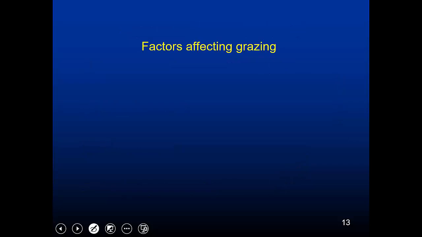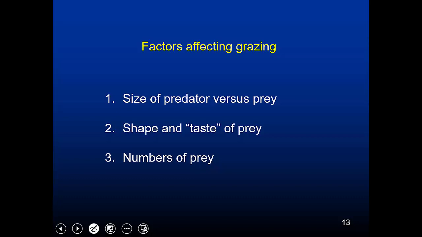Okay, so now let's move into talking about the factors affecting grazing. There are basically three that we can talk about. We've mentioned one already, and you've seen some data illustrating this first one, that is the size. Size is really important in determining who can eat whom. The second factor is basically the appearance and the taste of the prey. And finally, the third is the numbers of that prey.